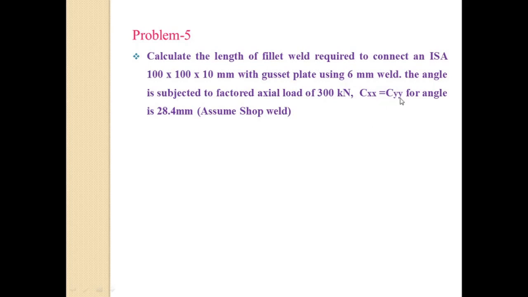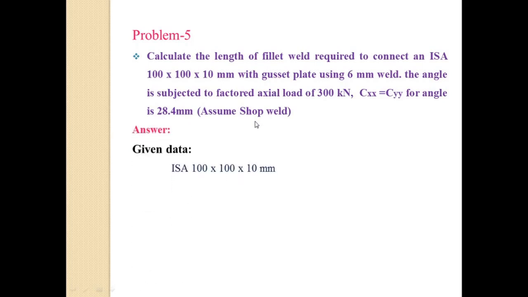CXX is equal to CYY, that is the CG along XX or YY. It is equal because it is an equal angle section. For the angle it is 28.4 mm, and we have to assume a shop weld. So let us see the answer.